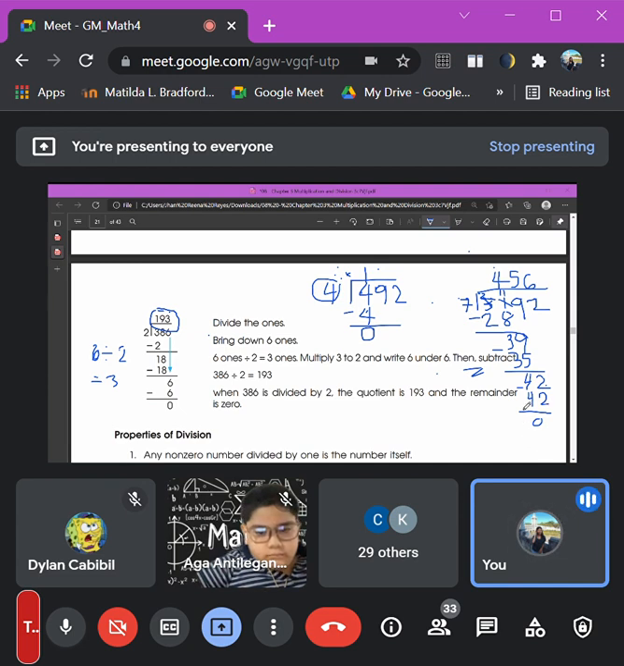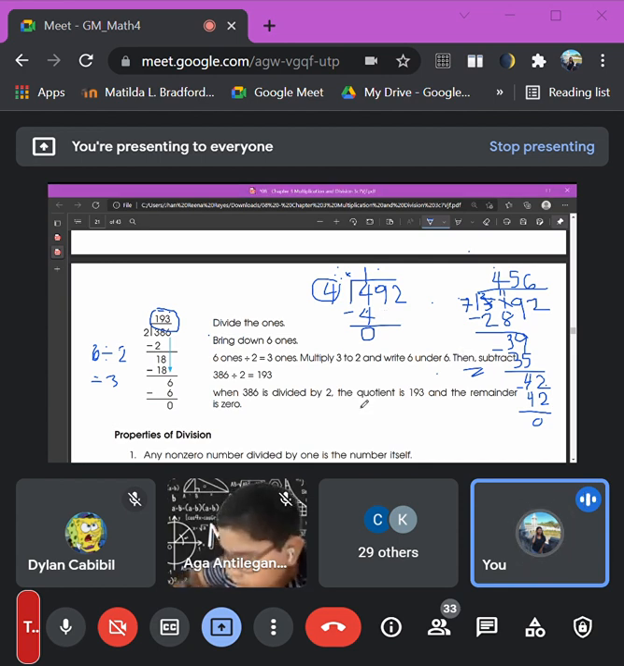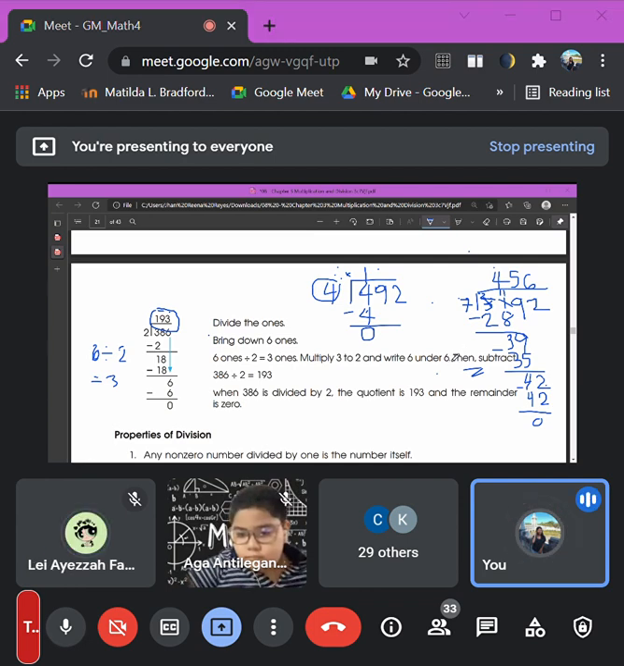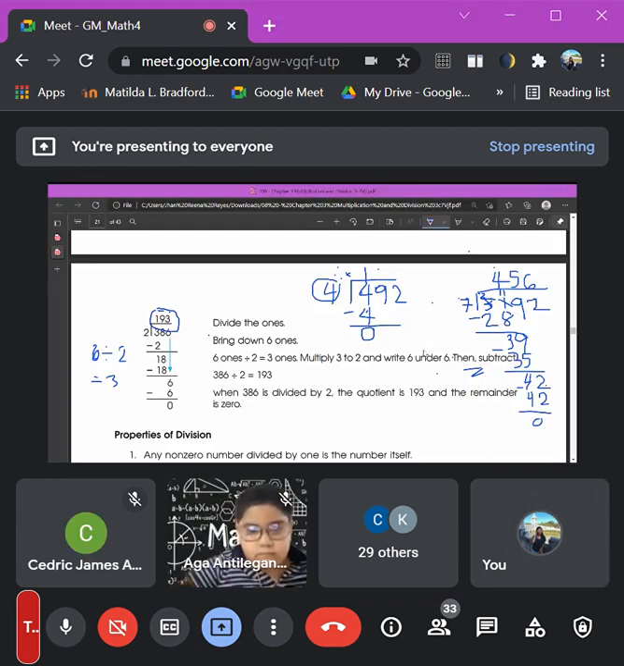So, no remainder, class. Okay? No remainder. So, we have here 3,192 divided by 7, we have 456. Okay? Nay questions? Okay. No questions. So, follow lang dito sa atong steps in order for you to solve.